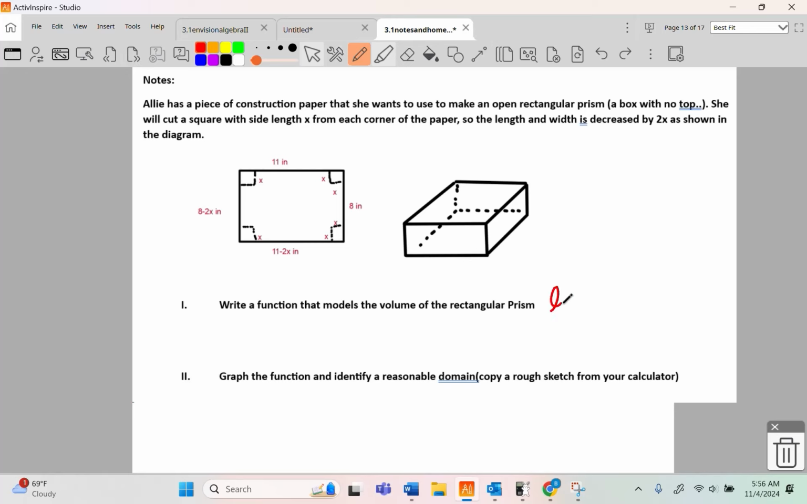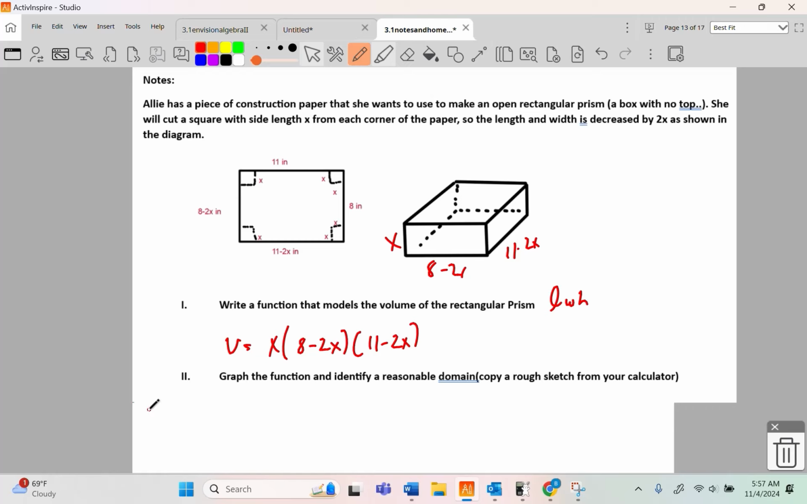Volume of a prism or a box is length times width times height. This is 11 minus 2x for the length. The width is 8 take away 2x. And she is x units tall. So one of the lengths is literally x, one of them is 8 minus 2x, and one of them is 11 minus 2x. Now it says graph the function, identify a reasonable domain.